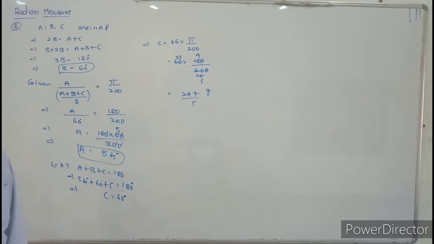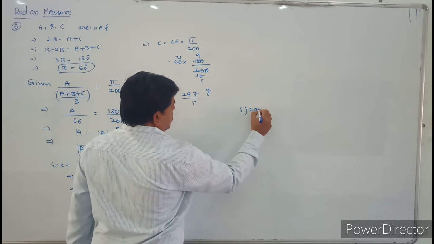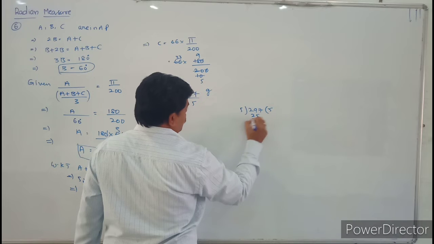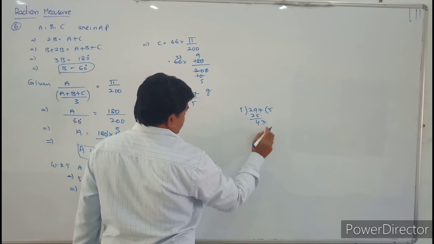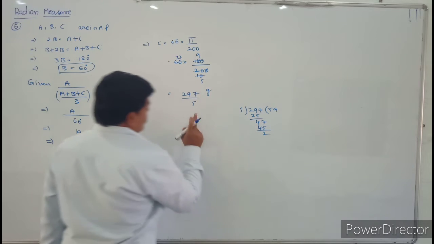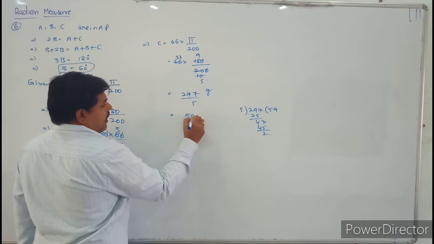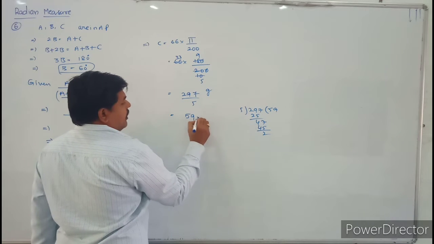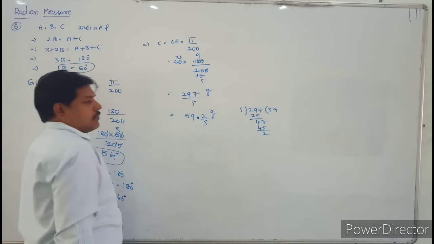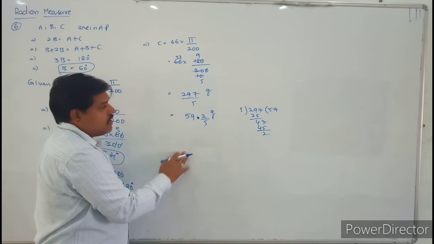297 by 5 grades. If you divide this, 5 times 59 is 295, and the remainder is 2. So this can be written as 59 and 2 by 5 grades. That means nothing but 59 plus 2 by 5. That is the meaning. Are you understanding that?